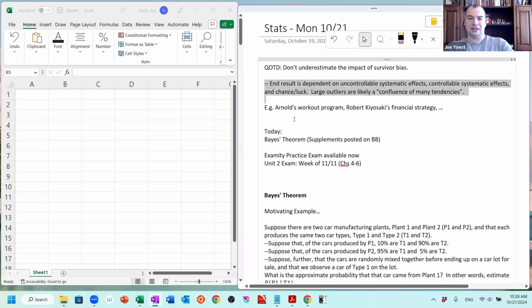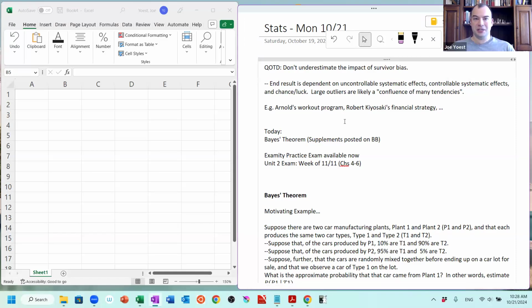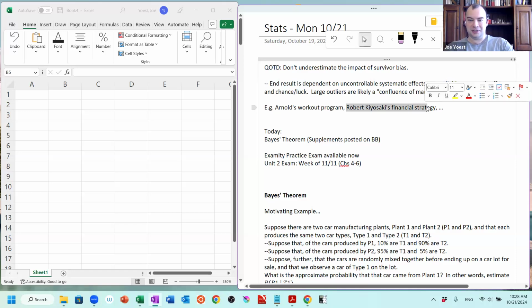As a general idea, the end result of pretty much anything depends on three things. First, systematic effects that are uncontrollable, like, in Arnold's case, genetics, or in Robert Kiyosaki's case, what was his family's background? Did his family have seed money to give him or not? Second, controllable systematic effects, like what was Robert Kiyosaki's education, what was he doing, or what was Arnold's workout program that he chose to do?